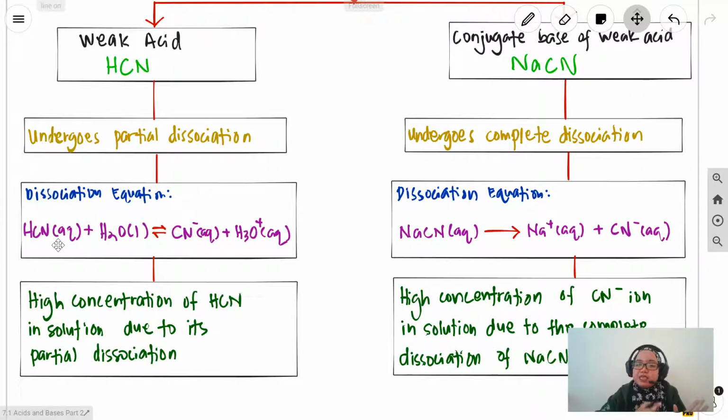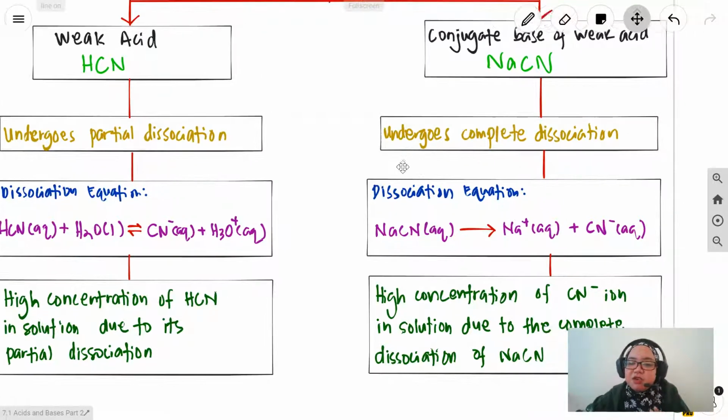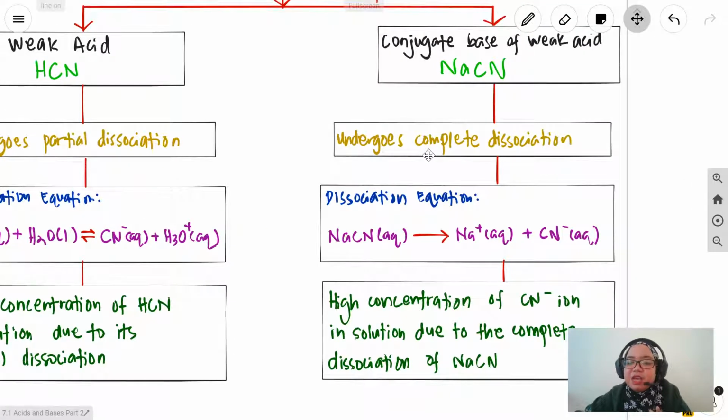Okay, that is for the weak acid. But how about the conjugate base, NaCN? The conjugate base of the weak acid will undergo complete dissociation. So if you see here, when NaCN undergoes complete dissociation, it will form Na plus and CN minus. So this will contribute to the high concentration of CN minus ion in solution due to the complete dissociation of NaCN.